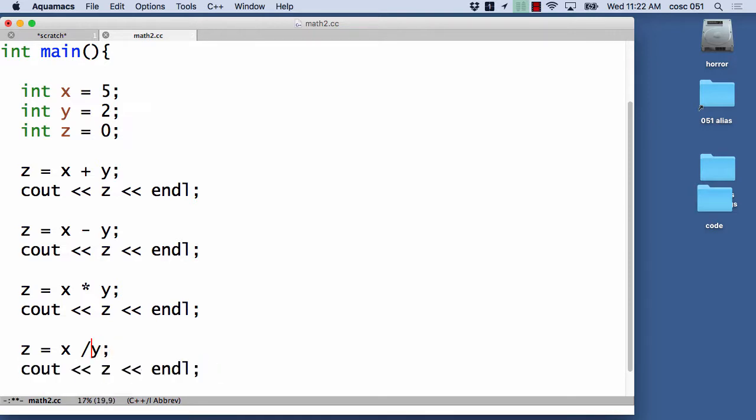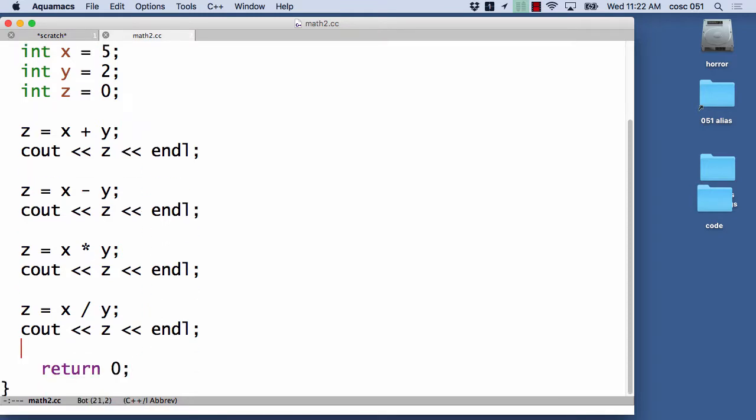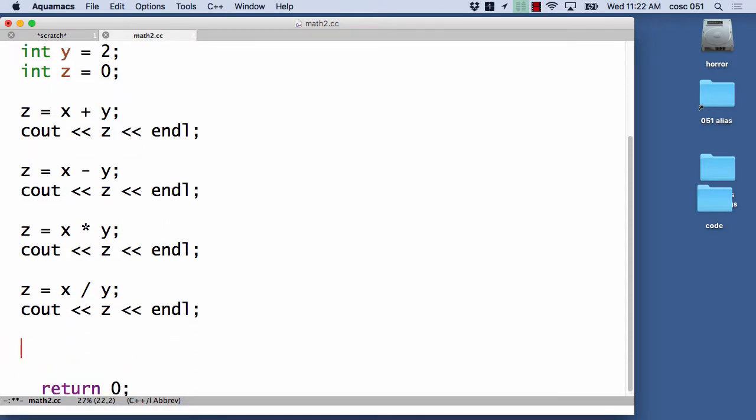What is this going to give us? 2. 5 divided by 2, integer division, is 2. What is left over? Pardon? 1. Okay, so when we're doing integer division, sometimes it is very useful to know what is left over.